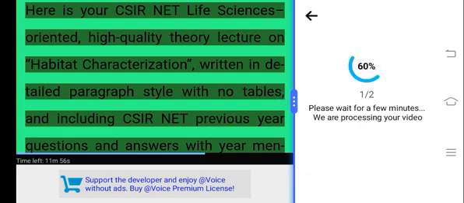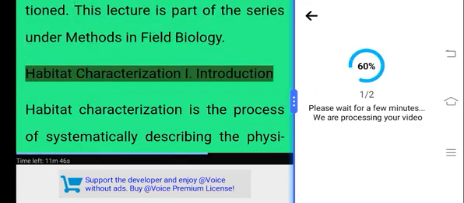Here is your CSIR NET Life Sciences oriented, high-quality theory lecture on habitat characterization, written in detailed paragraph style with no tables, and including CSIR NET previous year questions and answers with year mentioned. This lecture is part of the series under methods in field biology. Habitat characterization. 1. Introduction.